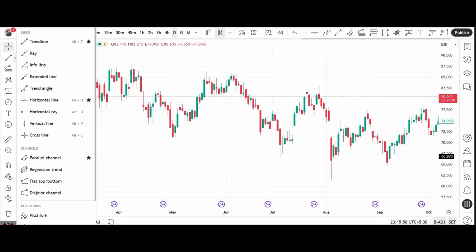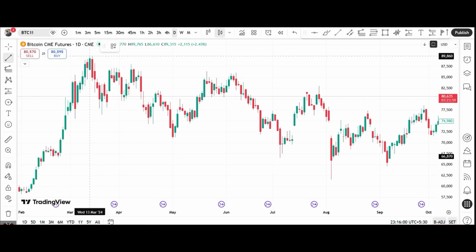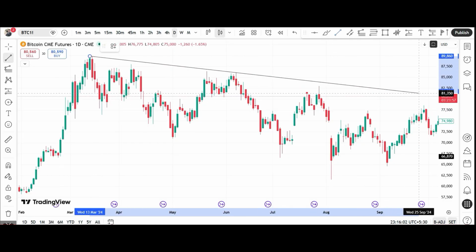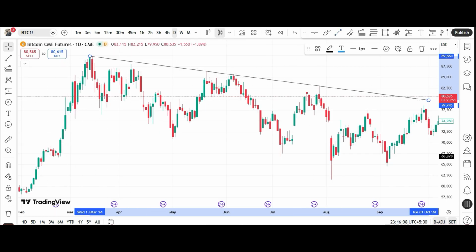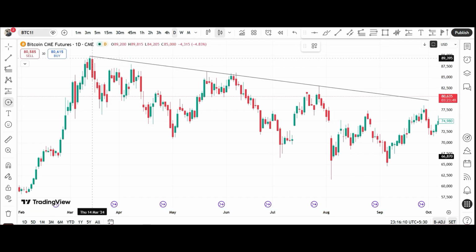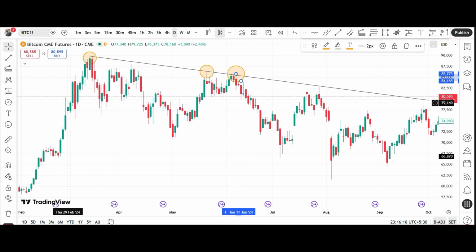Resistance trend line. A resistance trend line is a downward sloping line drawn by connecting two or more lower highs in a downtrend. It acts like a resistance area or a ceiling where the price often stops rising and starts moving downward again. This line shows that sellers are stronger than buyers and selling pressure is dominating the market.